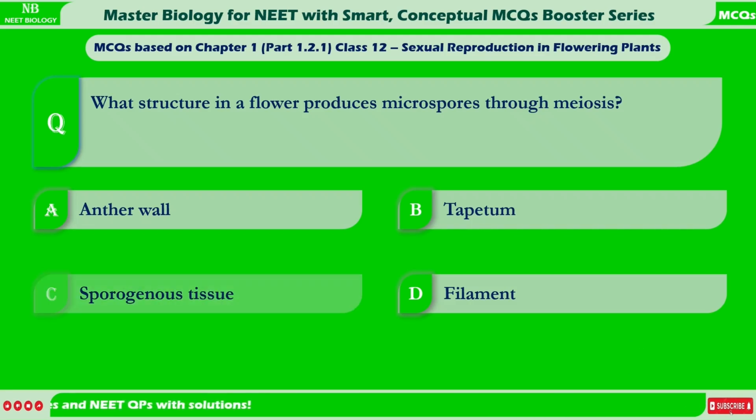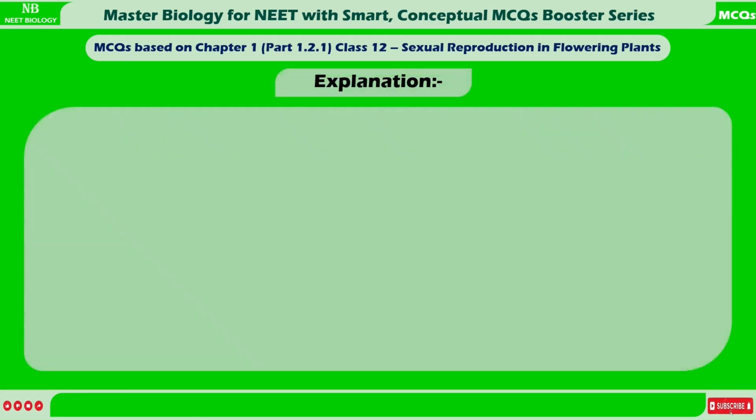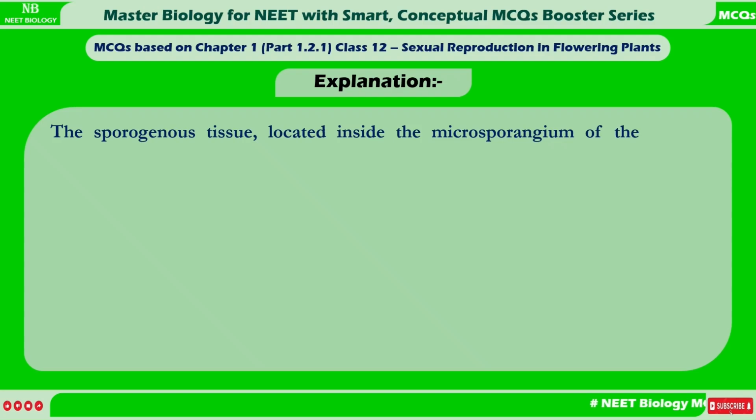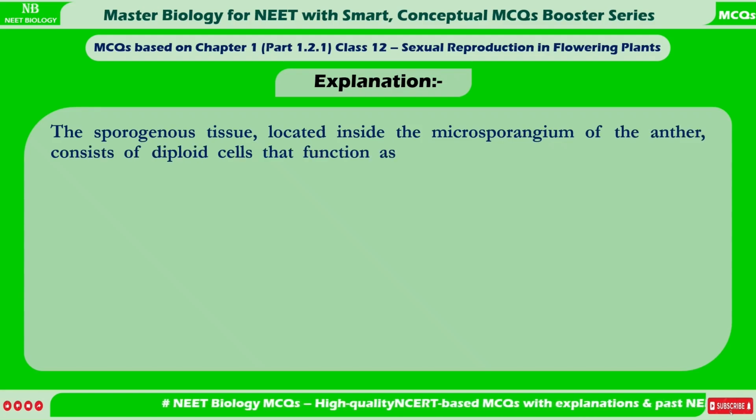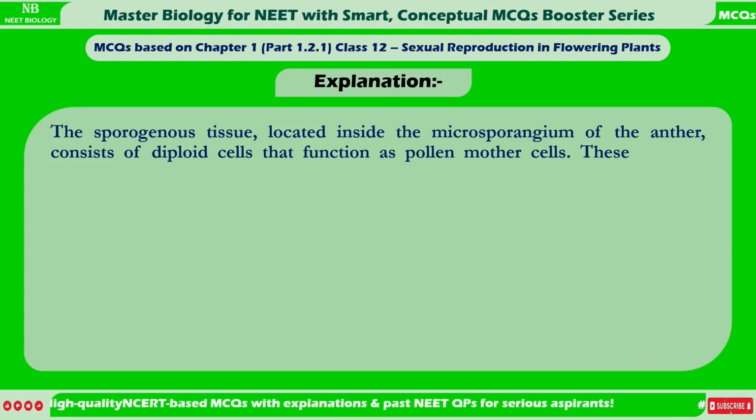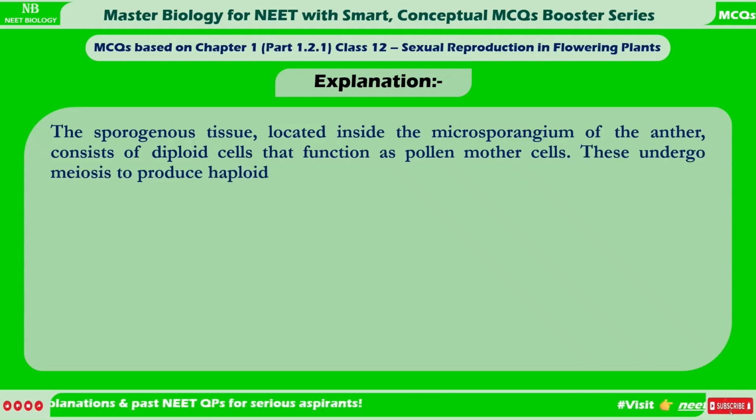Correct answer is C. Sporogenous tissue. Explanation. The sporogenous tissue, located inside the microsporangium of the anther, consists of diploid cells that function as pollen mother cells. These undergo meiosis to produce haploid microspores.